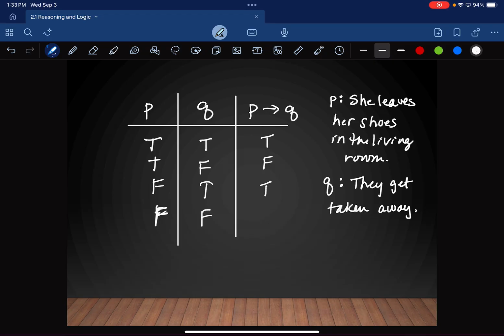And let me just give you a very picturesque image. Maybe she didn't leave them in the living room and she left them in the kitchen. What do you think is going to happen? Well, if I'm following through with my rule, the point wasn't really the living room, was it? The point was that they weren't where they were supposed to be, and the kitchen is also not where they're supposed to be.